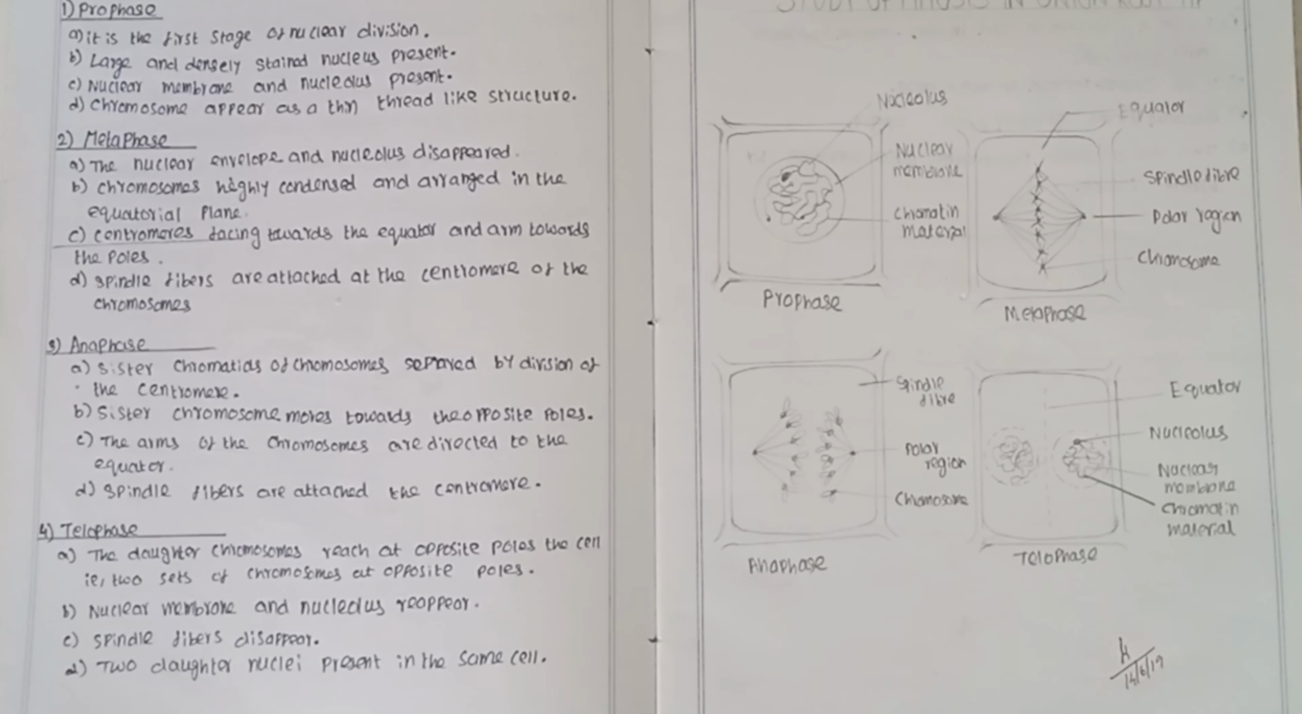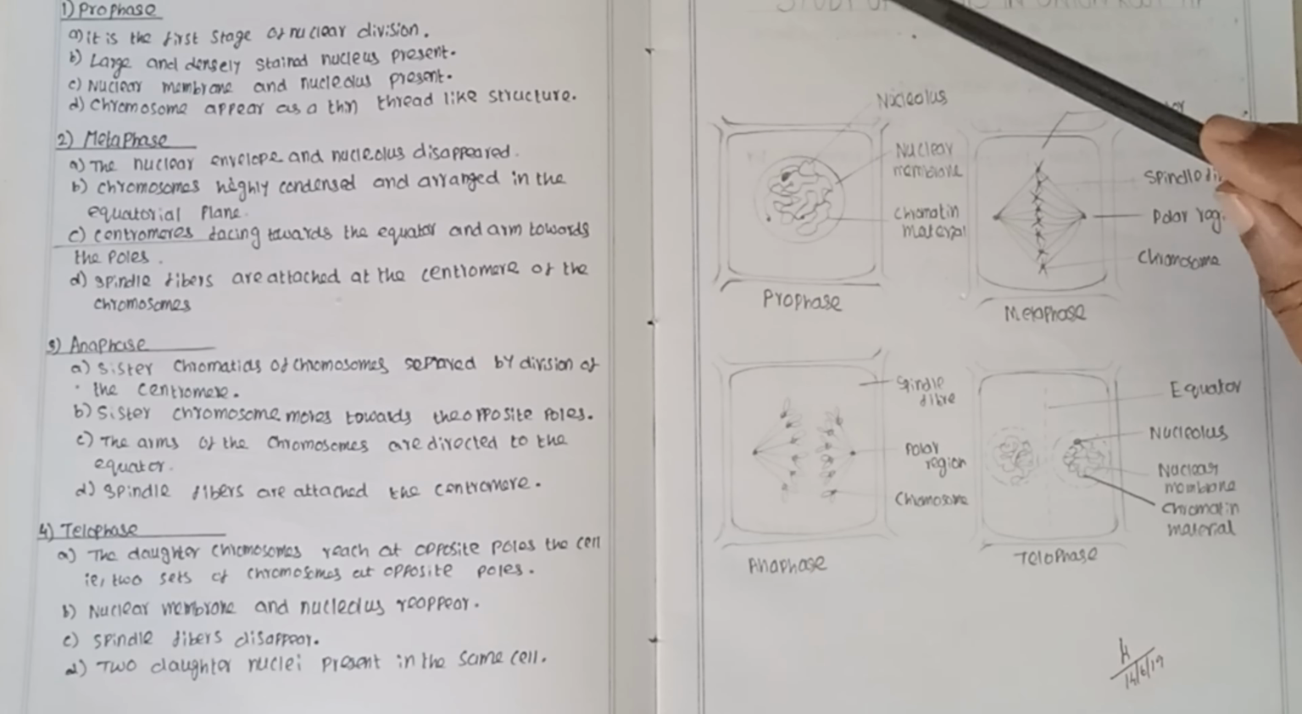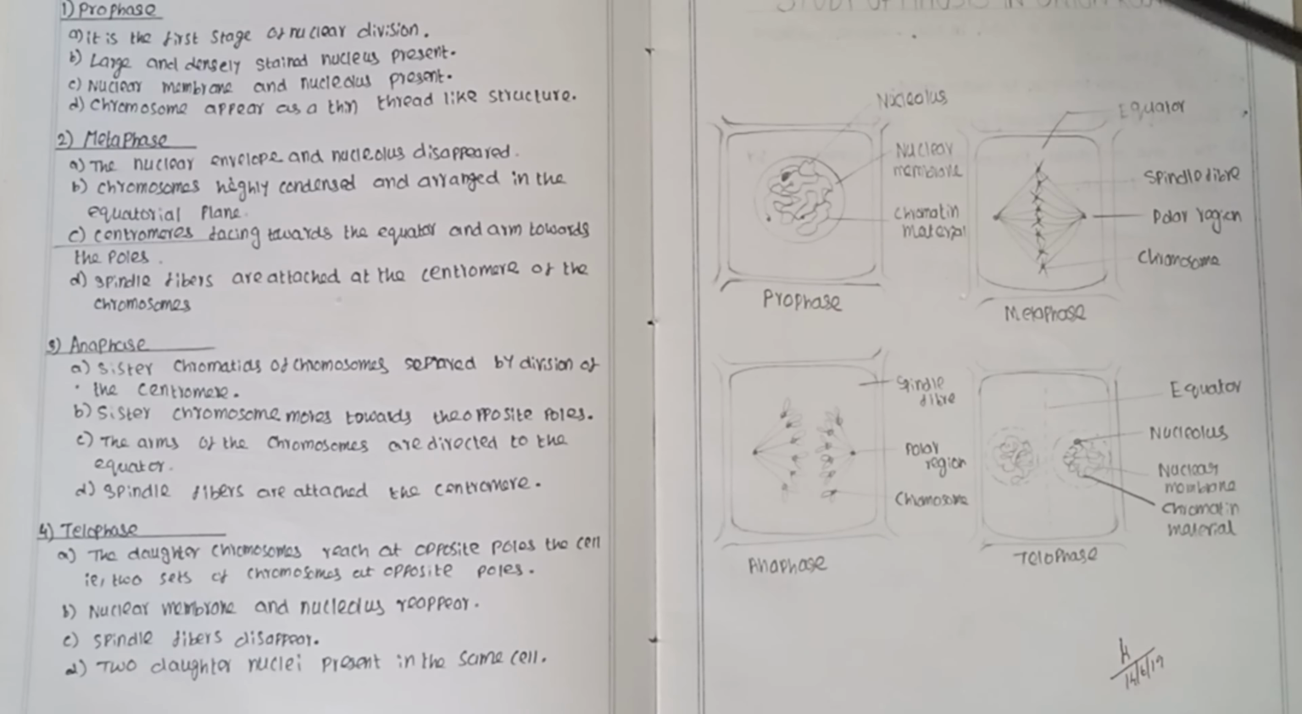Now we start our botany practical and Viva session. The first session is the study of mitosis in onion root tip.